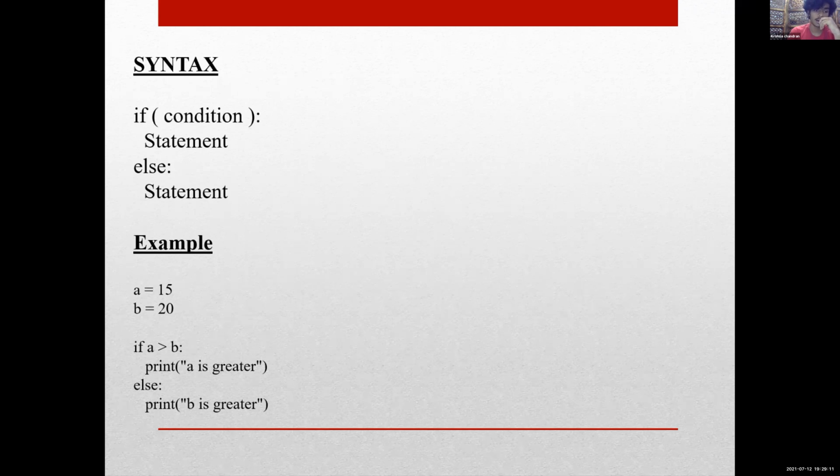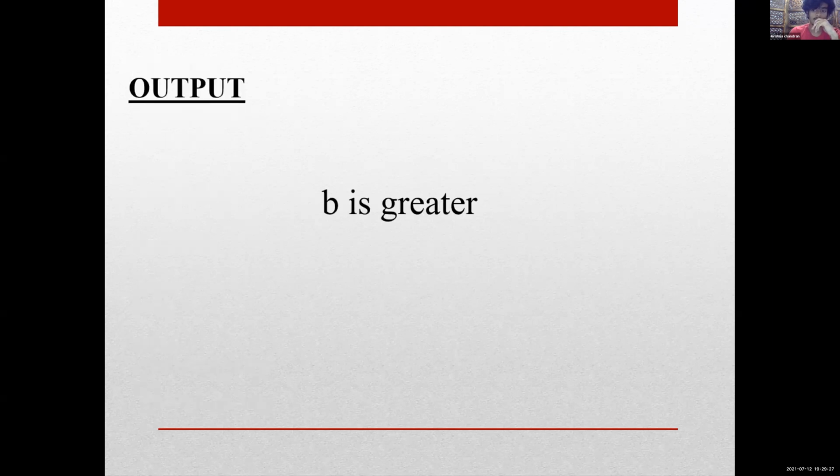Example: we assign the values 15 and 20 to a and b. Then we give the condition: if a is greater than b, then print "a is greater", else print "b is greater". So we get the output "b is greater".